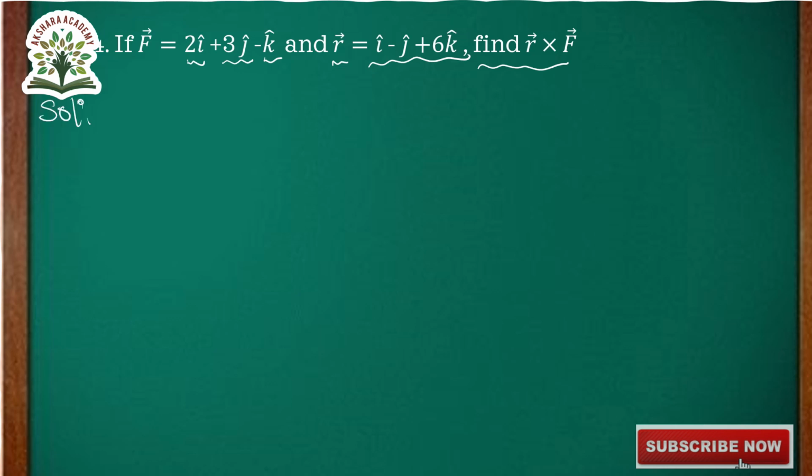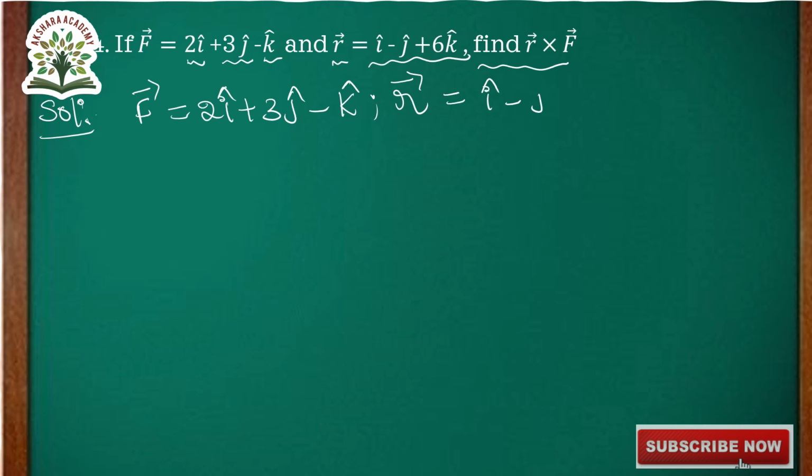So let us go to the solution. Given f bar is equal to 2i cap plus 3j cap minus k cap, and r bar is equal to i cap minus j cap plus 6k cap. Now we are finding r bar cross f bar, that is equal to the cross product of r bar and f bar, with i, j, k.